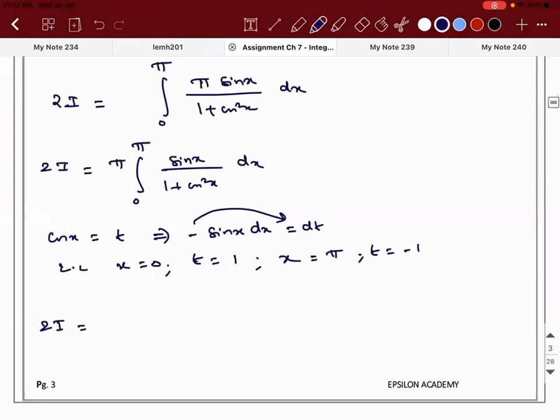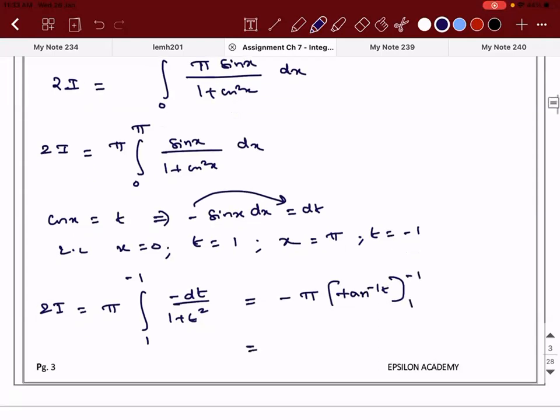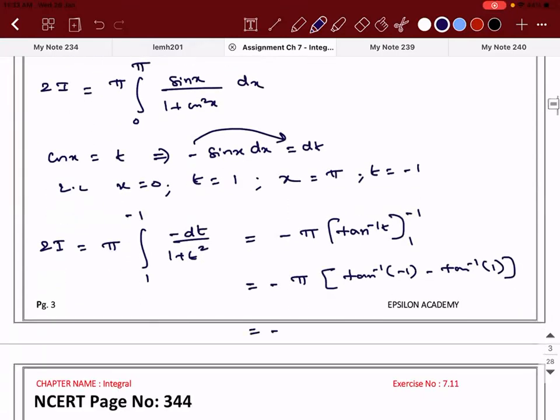So 2i is equal to pi into integral of 1 to minus 1 sin x dx. I can write it as minus dt divided by 1 plus t square. So this becomes minus pi into tan inverse of t between 1 to minus 1. So if I substitute the limit, I'll get minus pi into tan inverse of minus 1 minus tan inverse of 1. So this will be minus pi into tan inverse of minus 1 is minus pi by 4 minus tan inverse of 1 is plus pi by 4.